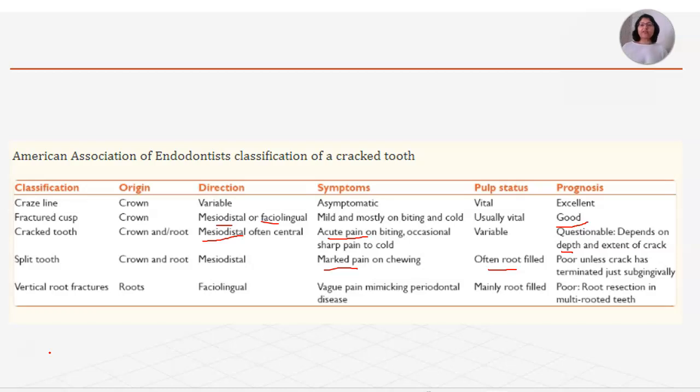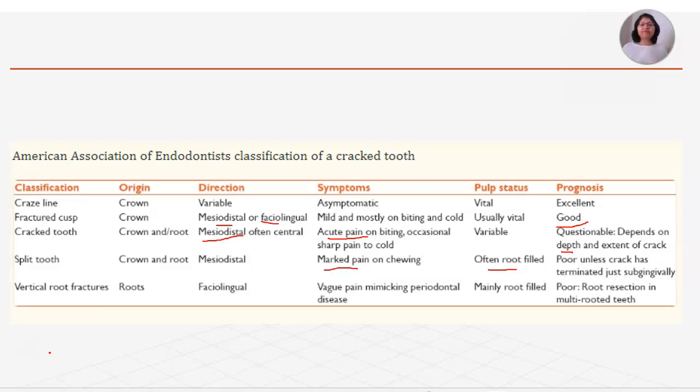So vertical root fracture, like it said, the origin is in the root, faciolingually. There's a vague pain that mimics periodontal disease. Vertical root fractures are very, very hard to diagnose. Why does it mimic periodontal disease? Because it will be a very gnawing, discomforting pain. It's not a very acute pain. It's a vague pain where they say, it hurts here when I bite. But again, biting is related. Again, mainly in root filled teeth.